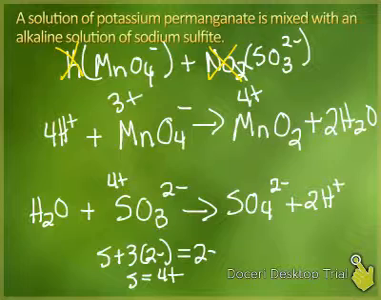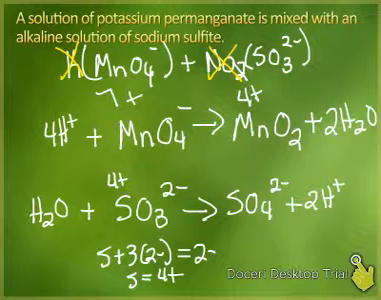Did I look at the wrong thing? I looked at chromium. I'm sorry. Tanya's correct. I was looking at chromium instead of manganese, so we got 7 plus. Okay, so sulfur, 4 plus. Did I do my math right? Anyone want to double check me? I think I did it right.